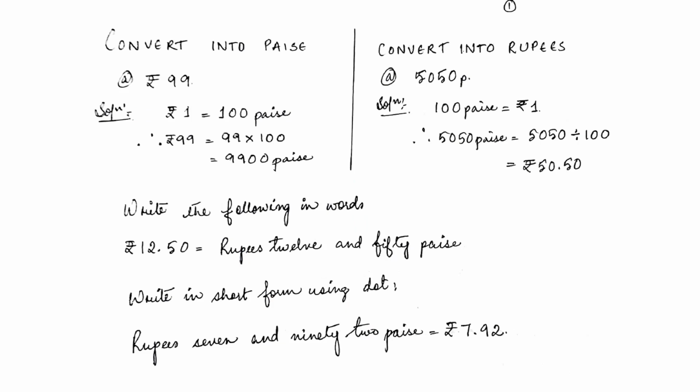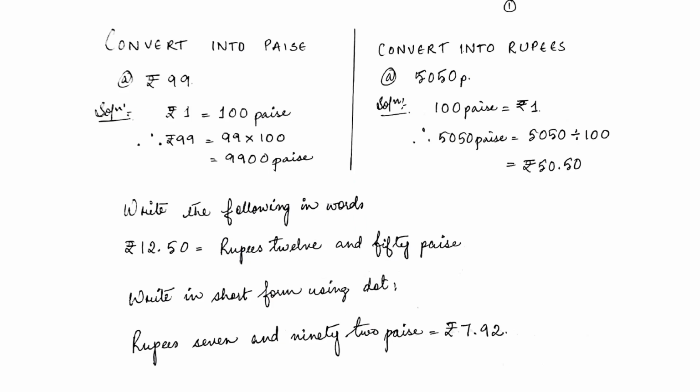Next, how to convert paise into rupees. We have to convert 5050 paise into rupees. So we know that 100 paise is equal to 1 rupee. Therefore, to convert 5050 paise into rupees, we have to divide it by 100. So 5050 paise divided by 100, the answer will be 50 rupees 50 paise.